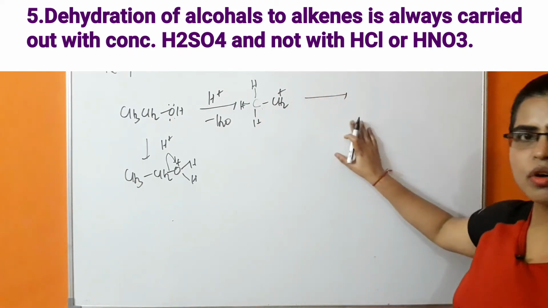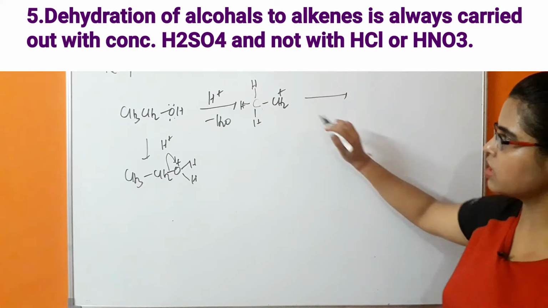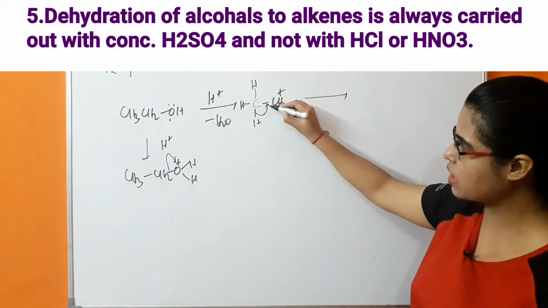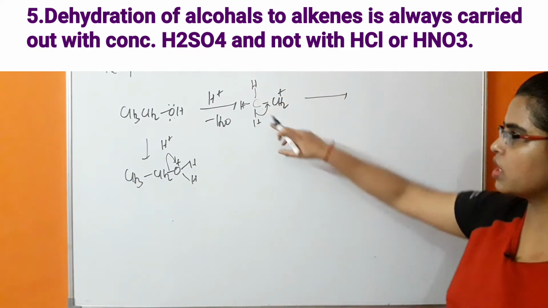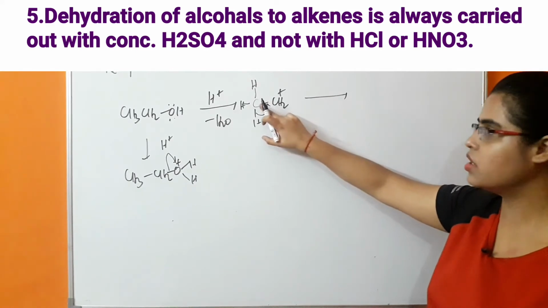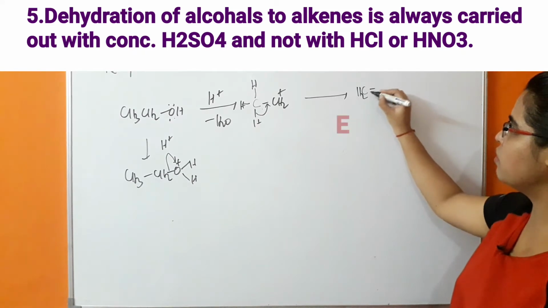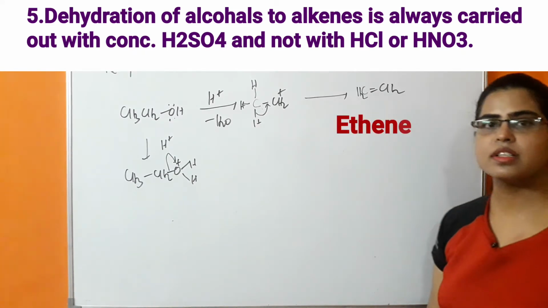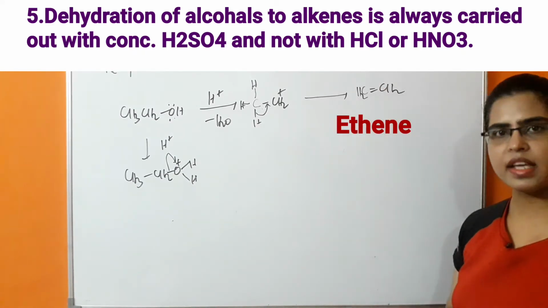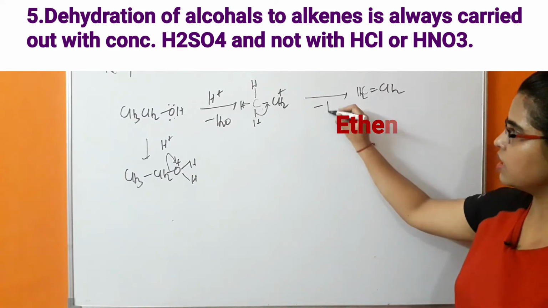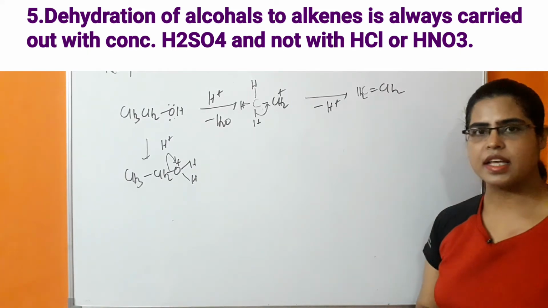So in the presence of concentrated H2SO4, what is happening? This hydrogen will give away its electron, that is, the shared pair of electrons will be shifted towards this carbon. So there will be formation of a double bond in the presence of concentrated H2SO4. So there is removal of H+ ion taking place.